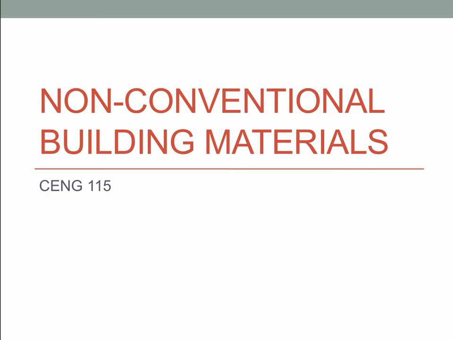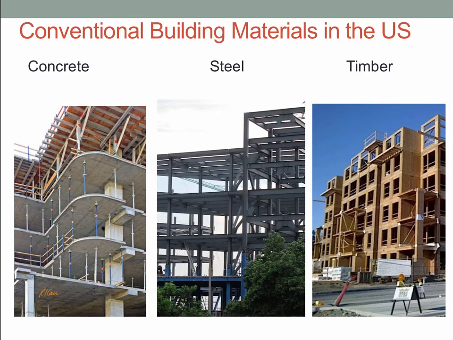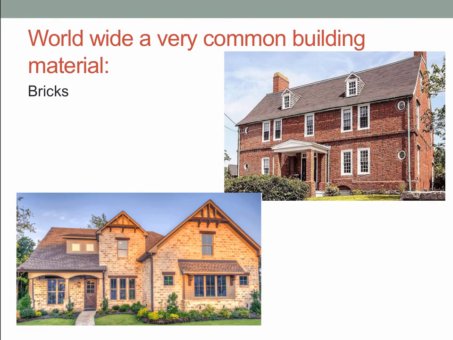So let's first define what a conventional building material is. We talked about concrete, steel, and timber as very common in the United States. A fourth material that I didn't mention in the last video because it's not that common on the West Coast, but is pretty common on the East Coast and in the South, would be bricks. It's also a really common material worldwide, and we can actually see the oldest U.S. brick building in the picture there in the upper right.